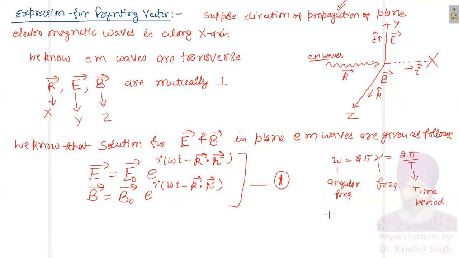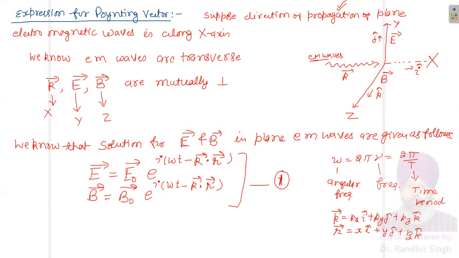And k vector is the propagation constant, and please remember k vector is equal to kx i cap plus ky j cap plus kz k cap. Similarly, you know that r vector is the position vector of some point x, y, z in the space where the electromagnetic beam is being discussed. So it is x i cap plus y j cap plus z k cap.